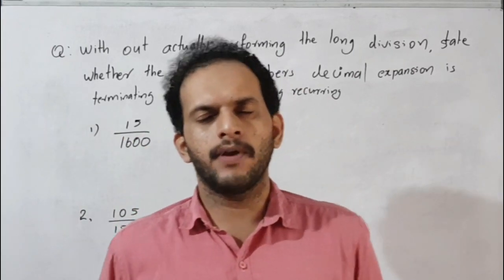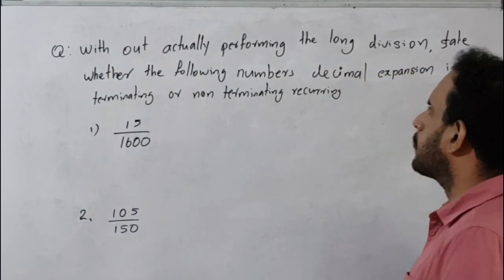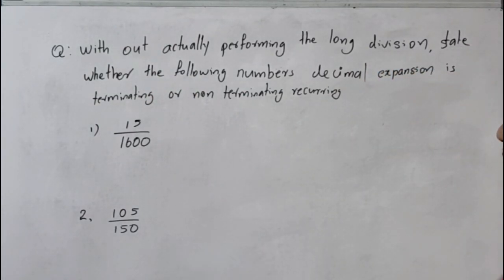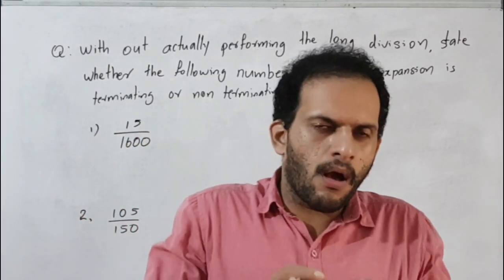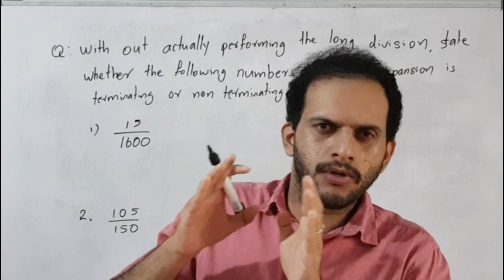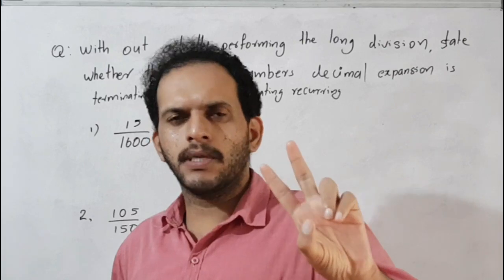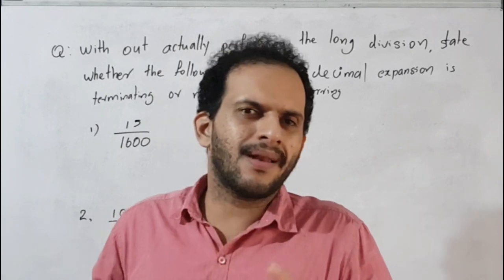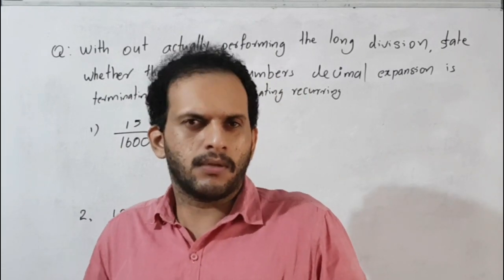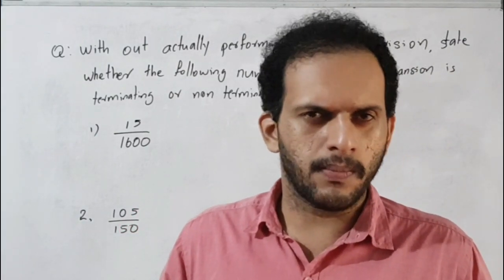On the basis of this idea we do the question like this. The question is, without actually performing the long division, state whether the following numbers' decimal expansion is terminating or non-terminating recurring. Okay, we'll learn it. How do we say this decimal expansion is terminating? It's very clear these are rational numbers, correct? Then we have only two types of decimal expansion, terminating or non-terminating recurring. Then we know how to analyze a terminating decimal expansion. If it's not terminating, then its meaning is a non-terminating recurring decimal form, correct?